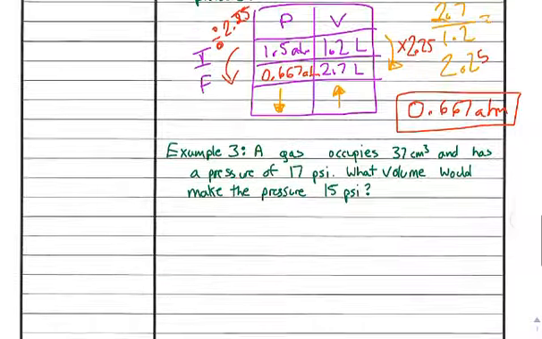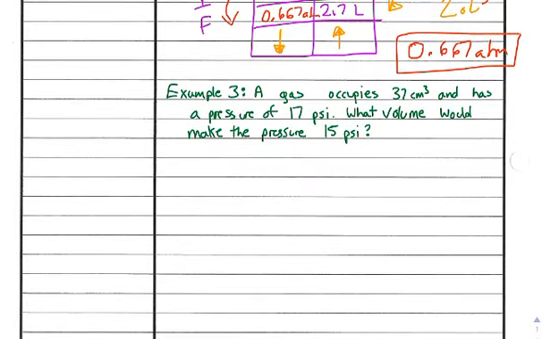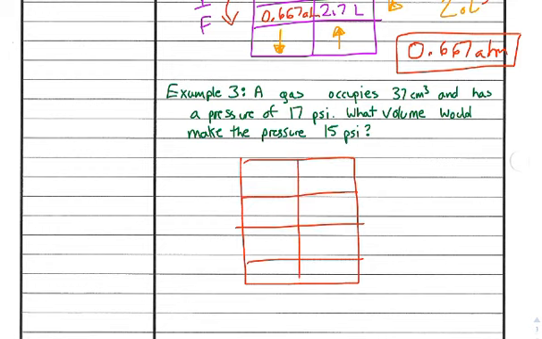Let's try one more example that's not nearly as easy. So we've got a gas occupies 37 centimeters cubed and has a pressure of 17 PSI. What volume would make the pressure 15 PSI? All right, so let me get my chart here. I like charts. Charts are helpful.